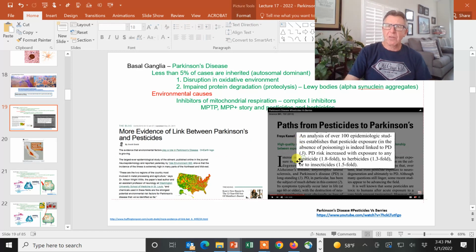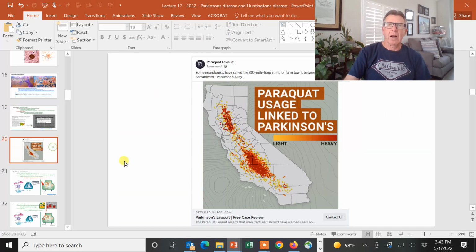Awesome. So back to this pesticide concept here. This is another pesticide. You see this lawsuit, another commonly used pesticide. They sprayed the pot fields in California heavily with this stuff, and again, it's linked with Parkinson's disease.